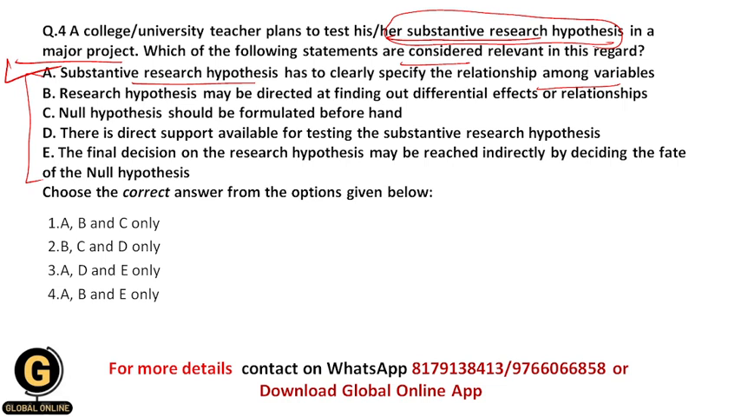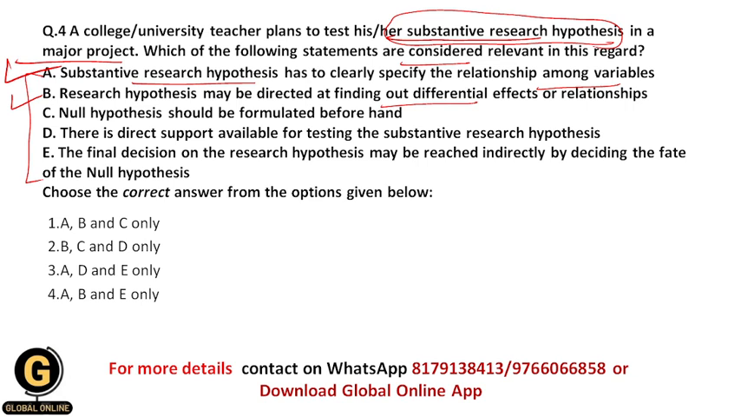Okay, second is research hypothesis may be directed at finding out differential effects or relationships. Again this statement is correct, because the research hypothesis should be directed at finding out differential effects or relationships, because this is the outcome of our research process, and this is the goal of our whole research.